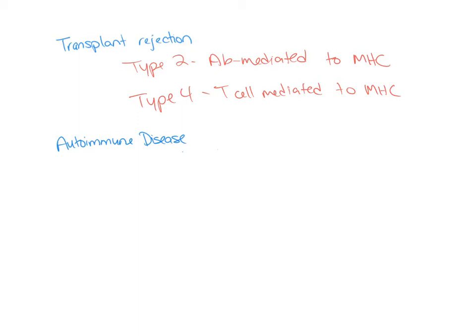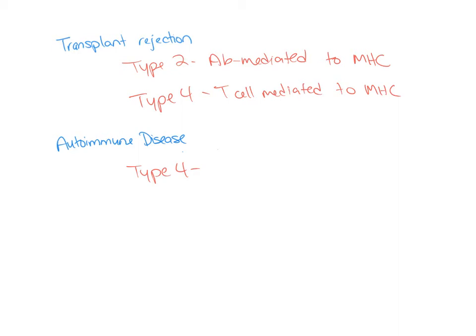How about autoimmune? Which types are involved in autoimmune? Which one? Type 4? Yes. Many autoimmune diseases are T cell mediated. So anytime the T cells are recognizing self-protein, and these can be helper T cells or cytotoxic T cells, you will get this type 4 hypersensitivity that is classified as an autoimmune disease because it's a self-antigen that's activating them.